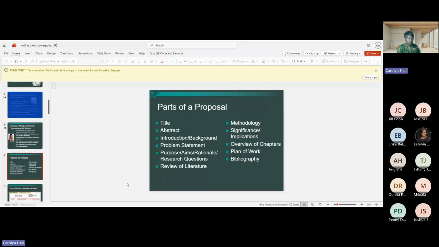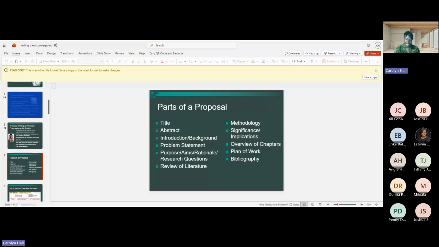Next, your introduction and your background. Make sure also that very early on in this particular section you're setting the stage, right? And explaining why your topic matters so much. That's what you're doing in your introduction and background.